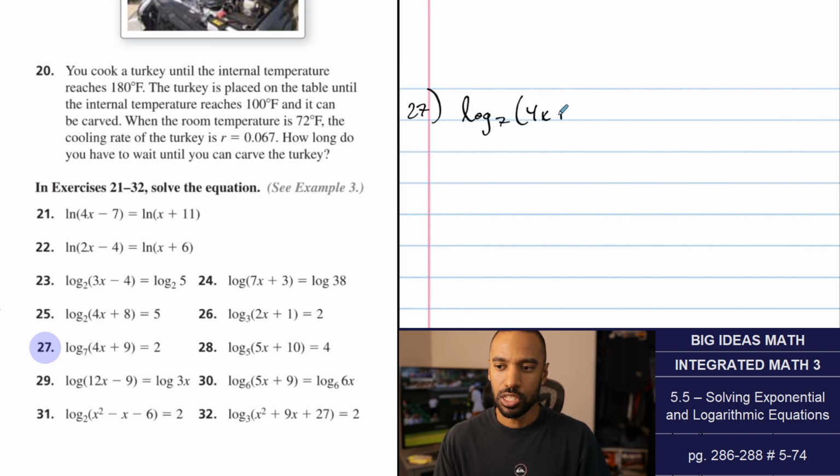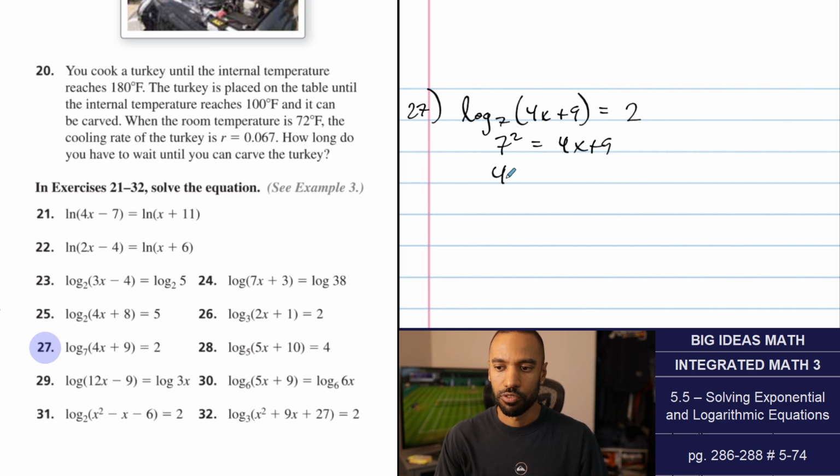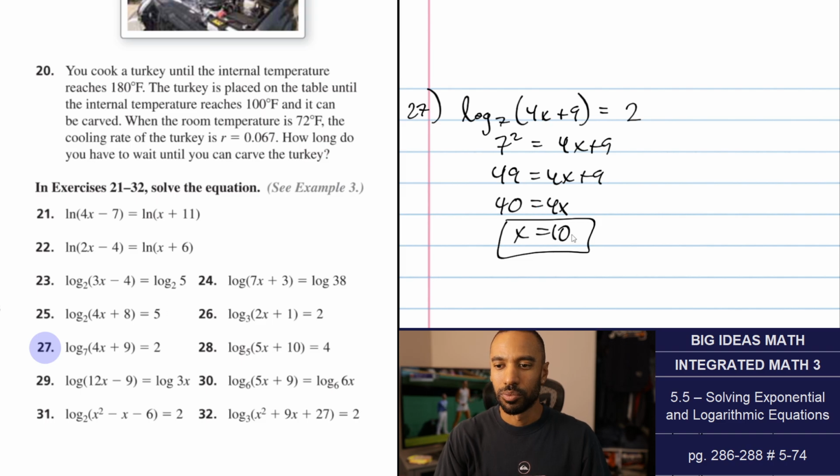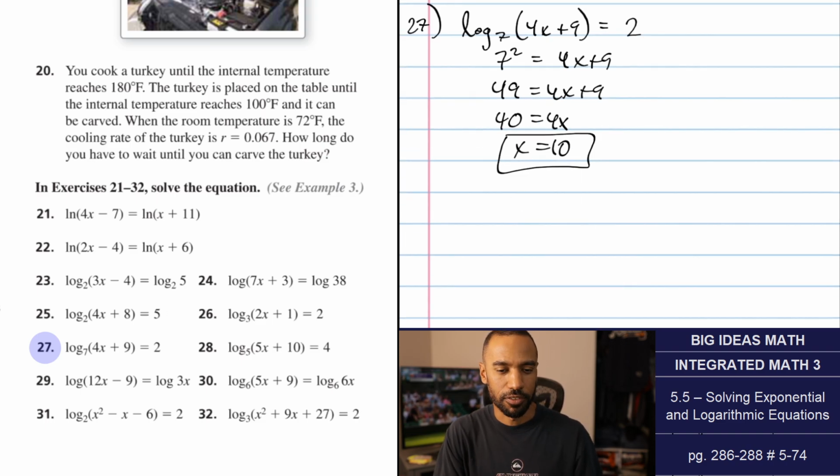These can really work like clockwork. I'm trying to do this in my head right now, and I think I'm getting x equals 10. If you do enough in your head, you can probably get to that answer. So I start with 7 squared equals 4x plus 9. 7 squared is 49. Subtract 9, divided by 4. Yes, x equals 10. So if you can do enough in your head, it'll work out.